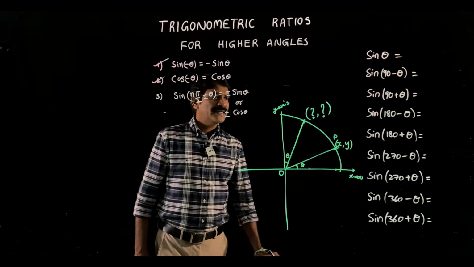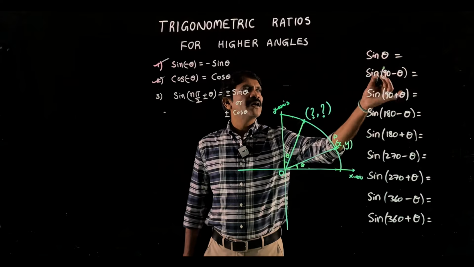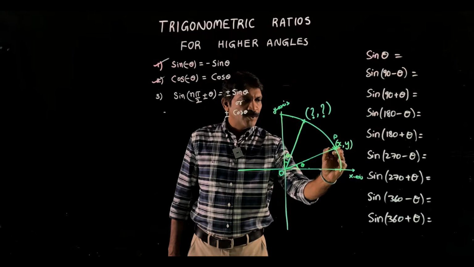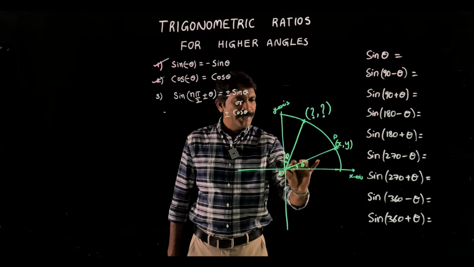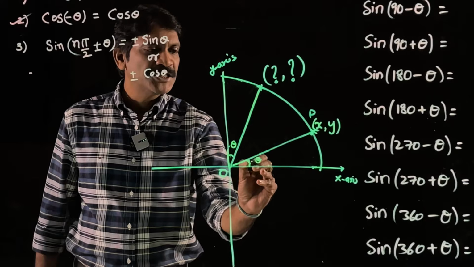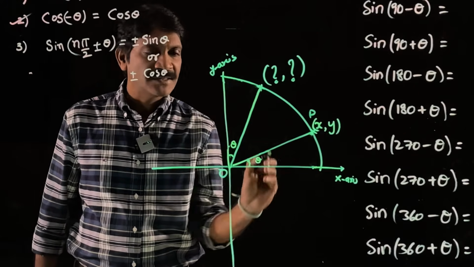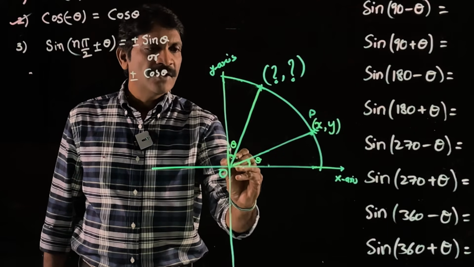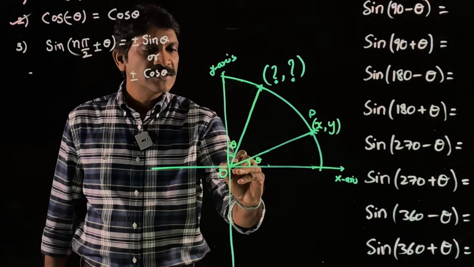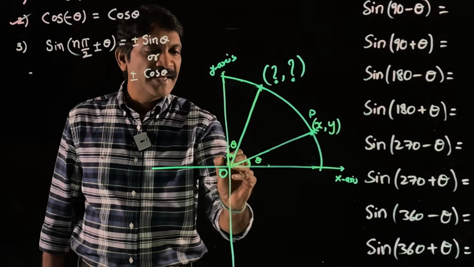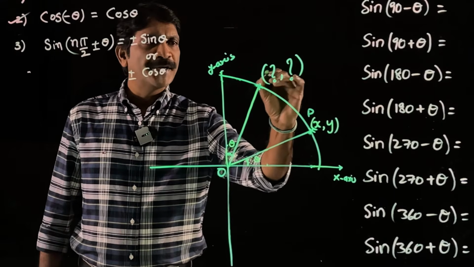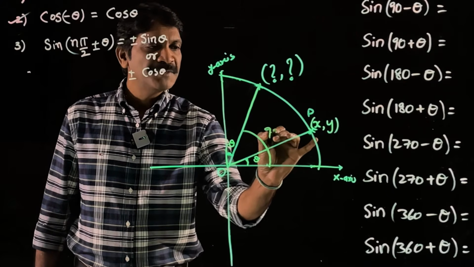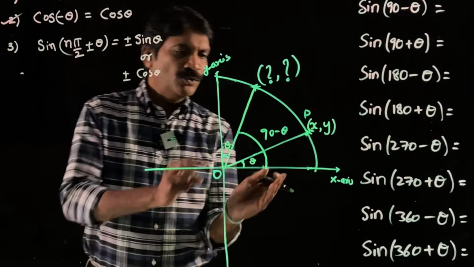Now, let us understand what is the relation between theta and 90 minus theta in coordinate system. If we take a point P x comma y here, if I join these two, we got one angle theta here, which is making with x-axis. Similarly, if we draw an angle theta, which is making with y-axis, and join these 2 points, here the angle is theta. Let us find out the coordinates of this point, because from here to here angle is 90 minus theta.